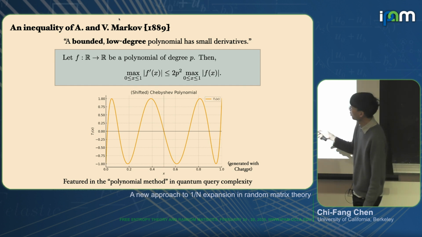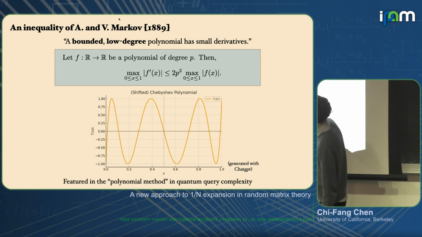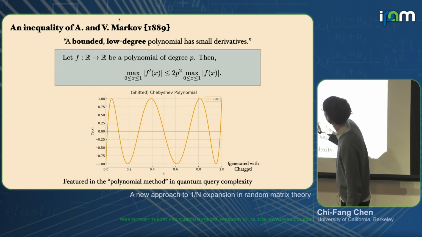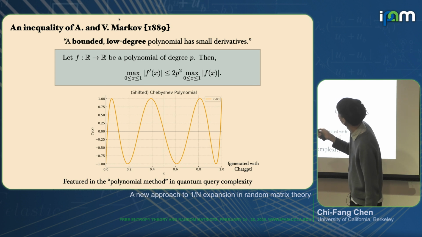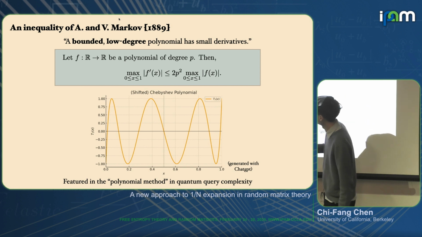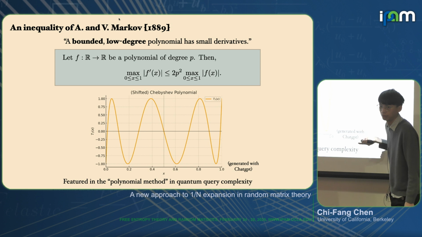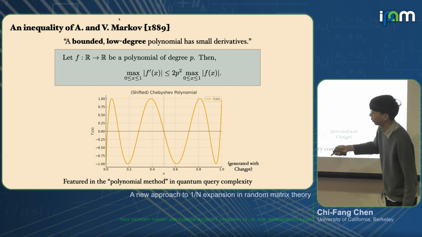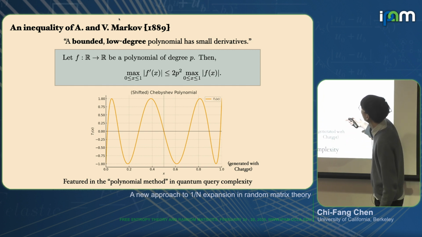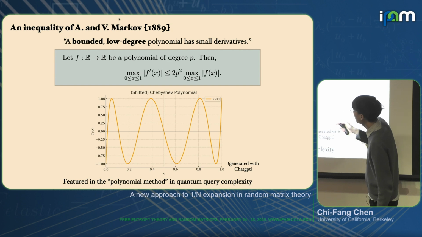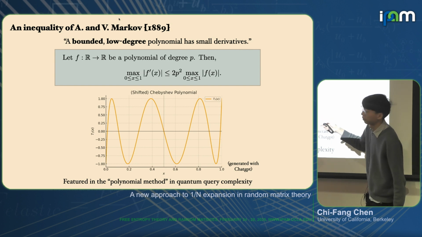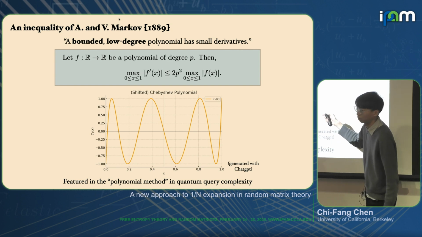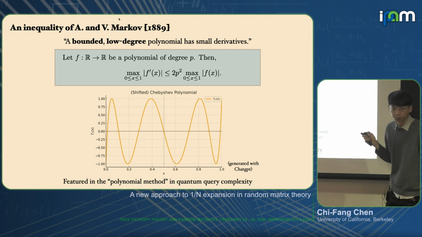Okay, and then here's one example where the degree, I think, is 7. If you shift the 7th Chebyshev polynomial, it kind of looks like a sine wave. And when you get very close to the edges, the derivative starts getting bad. Somehow this Chebyshev polynomial is what saturates this bound. So around here it is exactly 2p squared.